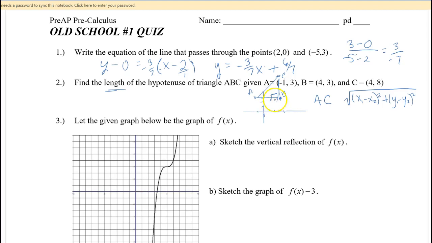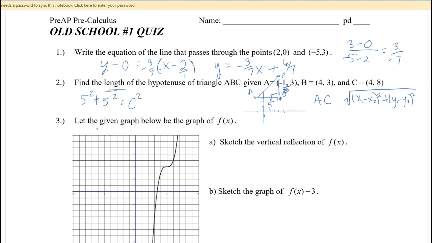So to get from A to B, it looks like a horizontal distance of 5. To get from B to C, it looks like a vertical distance of 5. And then I'm looking for the hypotenuse. Well, I could either do 5 squared plus 5 squared equals c squared. Remember the Pythagorean Theorem? And I could go from there.